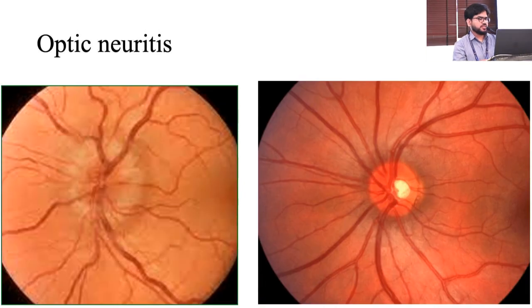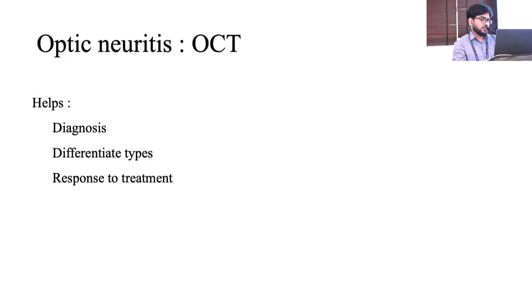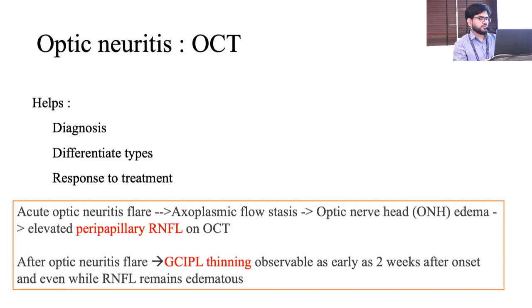Coming to optic neuritis, you can have papillitis wherein the disc edema is evident. Then you can have retrobulbar optic neuritis where the disc is completely normal. So how does OCT help? It helps in diagnosis, in differentiating the various types of optic neuritis, and also in assessing response to the treatments.